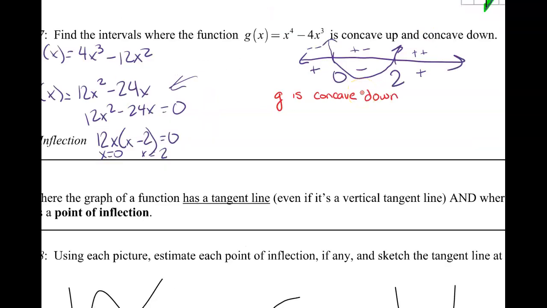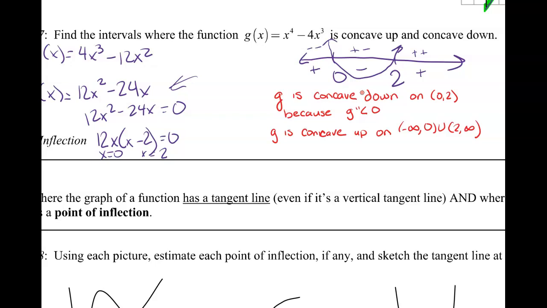down on 0 to 2 because g double primed is less than 0, and then g is concave up on negative infinity to 0 union with 2 to infinity. Alright, because g double primed is greater than 0.